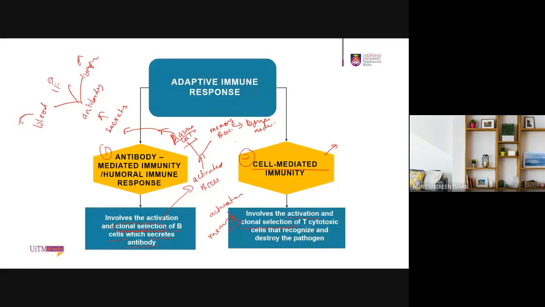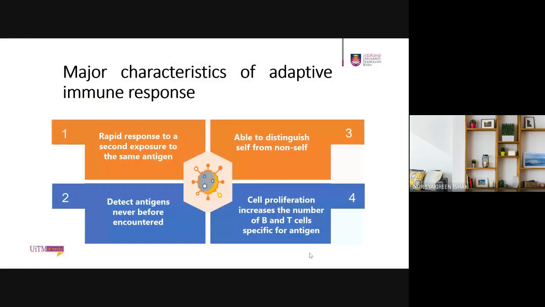So it involves activation and clonal selection of T cytotoxic cell that recognize and destroy the pathogen. Specifically it destroys infected body cell by that specific pathogen. So once the cell is destroyed, the pathogen will also be destroyed. Okay. So major characteristics of adaptive immune response. One is rapid response to second exposure of the same antigen.